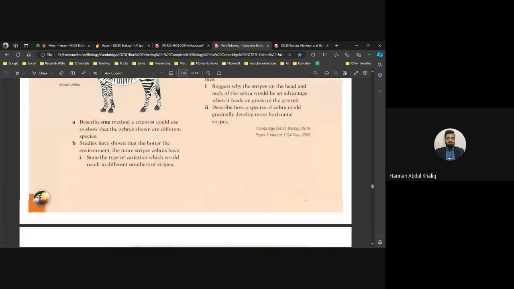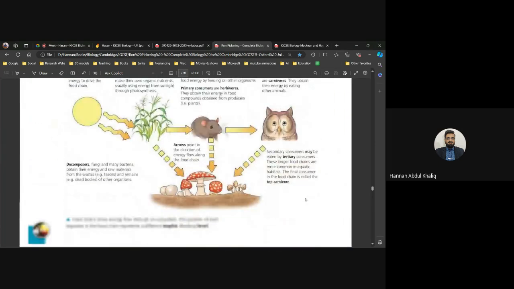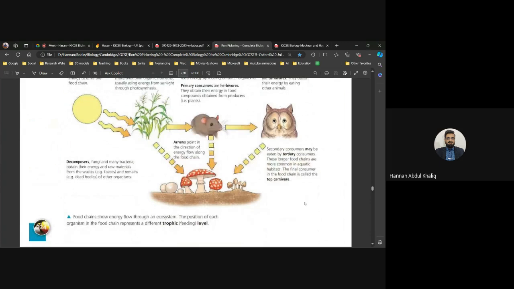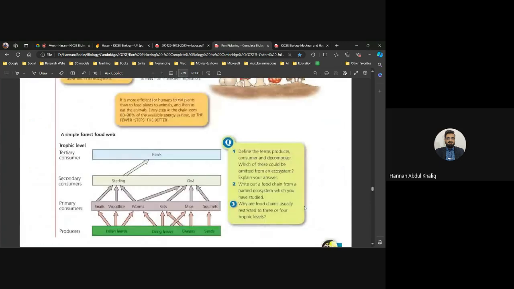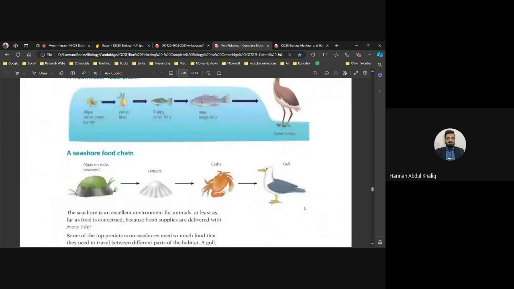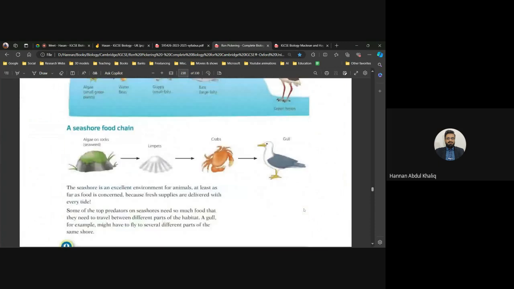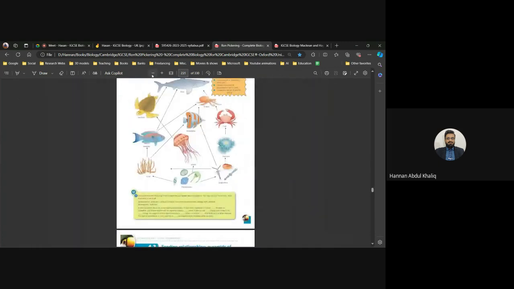Okay, this is the ecosystem living together. Food webs. Okay, this is a food chain. Now this kind of freshwater food chain, seashore food chain. Yes, this is a food web.